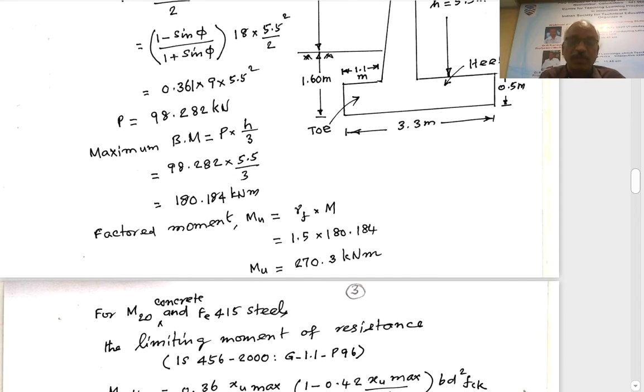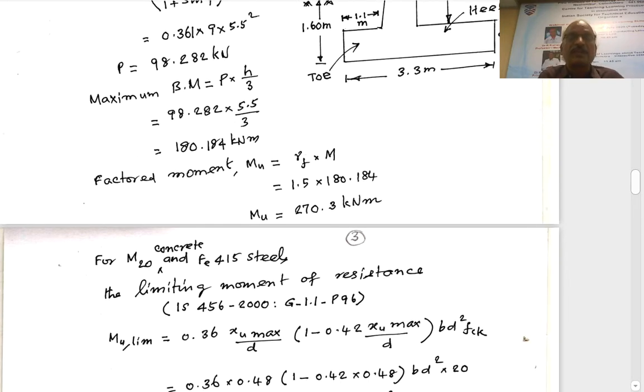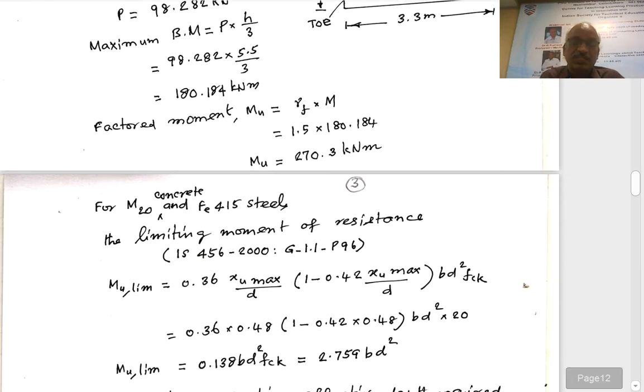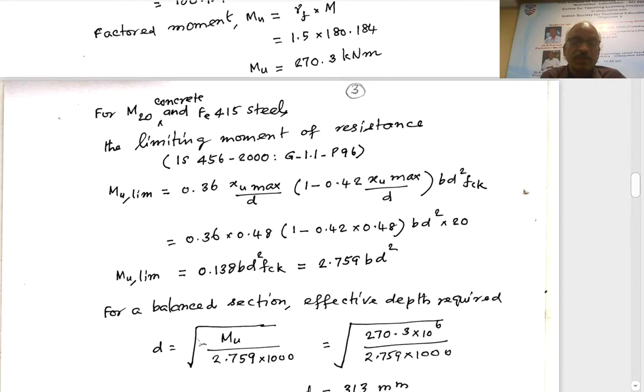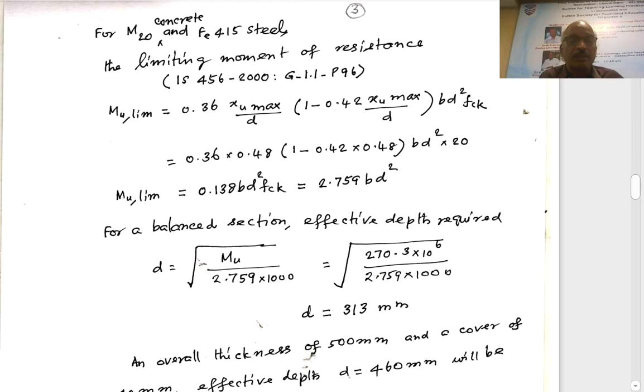So we are going to do it by the limit state method. We have got the factored moment, or ultimate moment, right? For M20 concrete and Fe 415 steel, the limiting moment resistance as per the IS code, page number 96, is given by the formula: the limiting moment resistance, as a balanced section, equals 0.36 Xu,max/d (1 - 0.42 Xu,max/d). This formula is available in the code book, right?